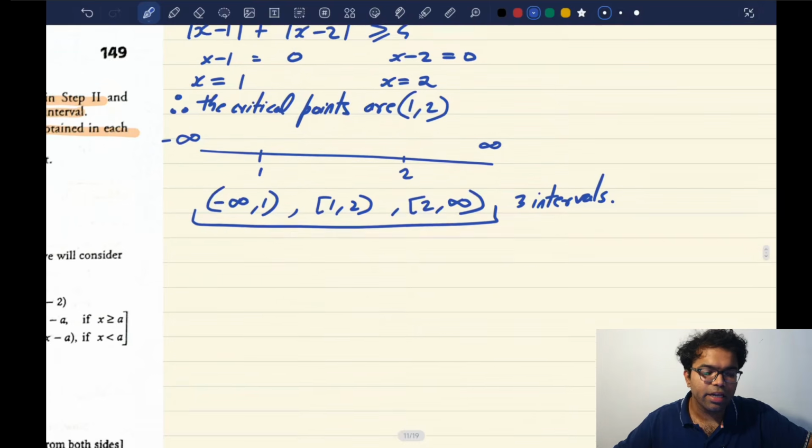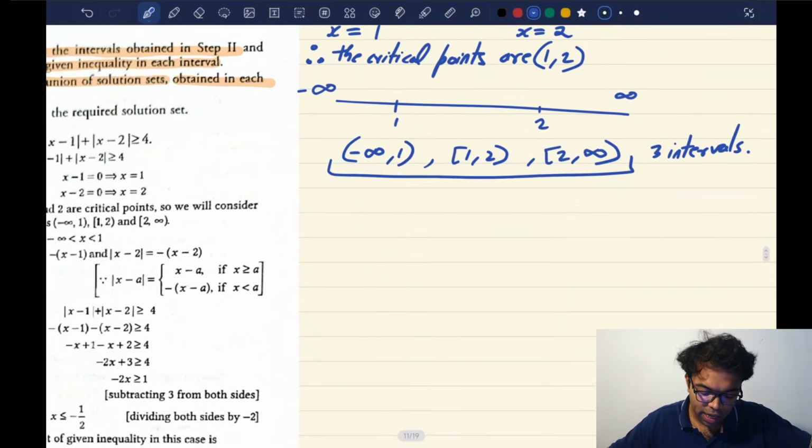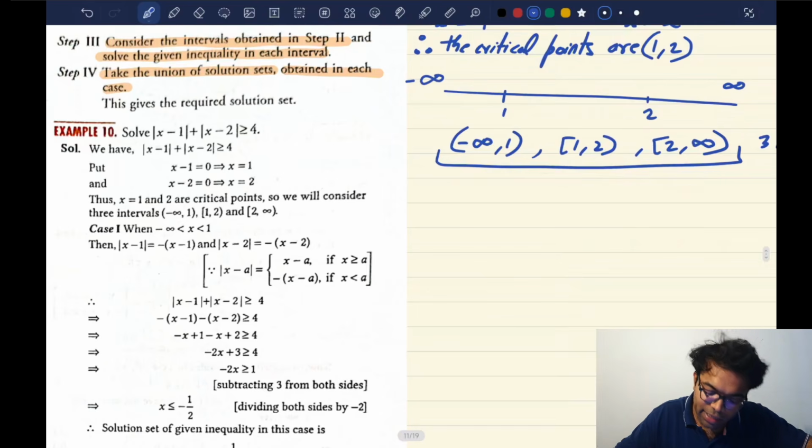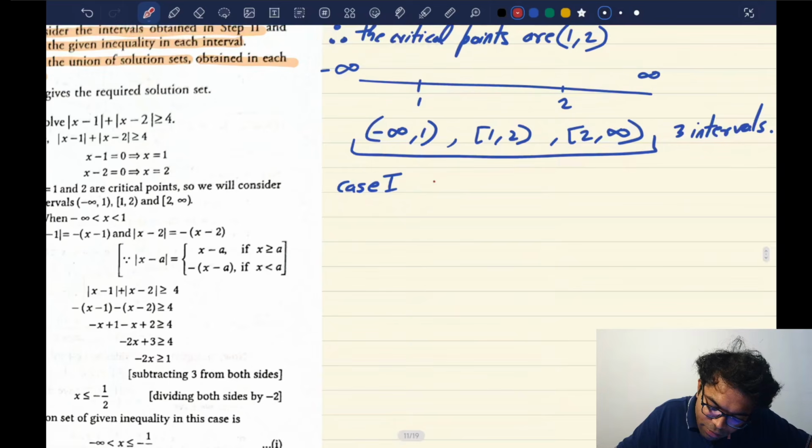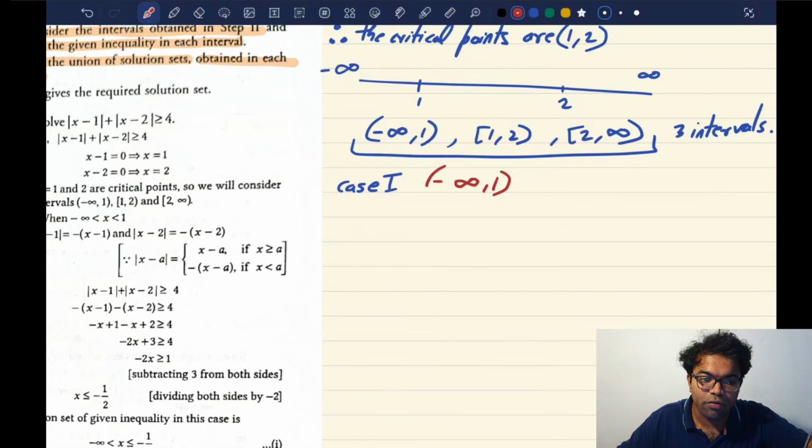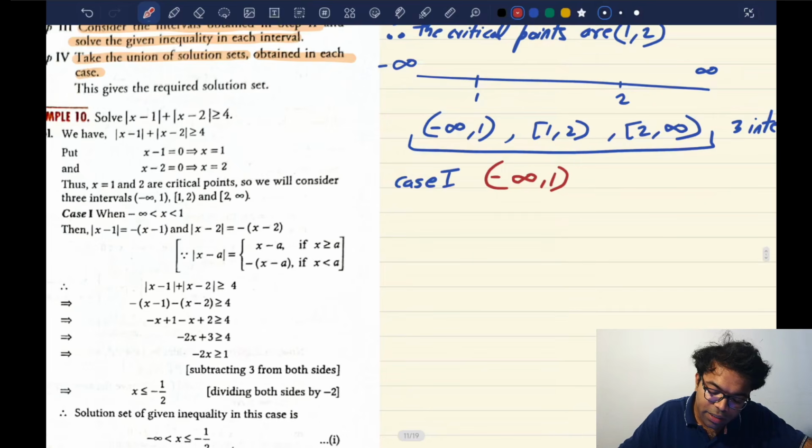So we have three intervals. We have to check each and every single interval. So here comes the first case, case number 1. We have minus infinity to 1. Look at the way I'm writing it, and you have to write it exactly as is. In case number 1, the region is from minus infinity to 1.